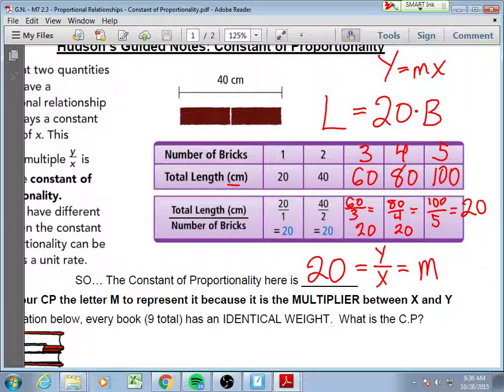So here's our equation. You might want to write this on your paper because this is going to be very useful. The length of the bricks is 20 times the number of bricks. So B would be the number of bricks. L would be our length.